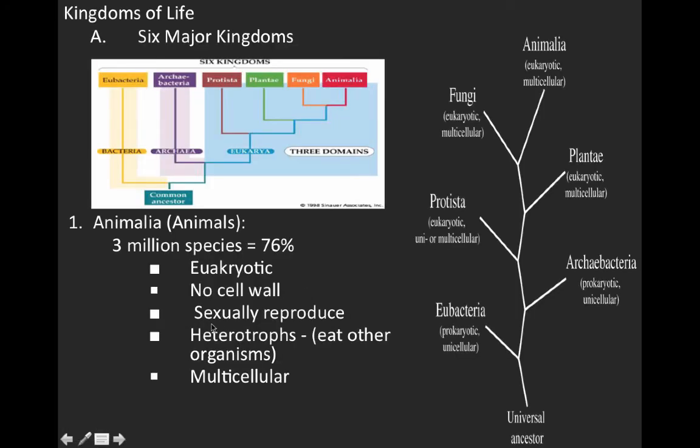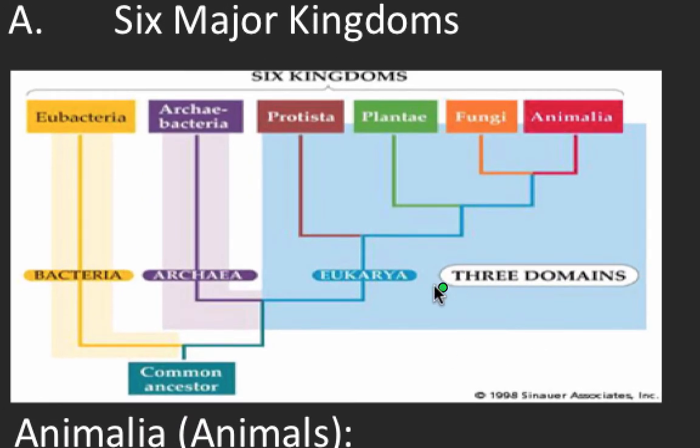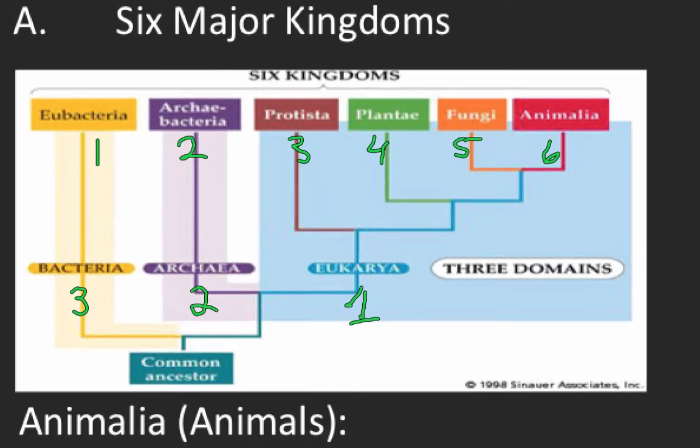So to begin with, there are 6 kingdoms. The 6 kingdoms are organized in 3 separate domains. So Eukarya are the eukaryotes, Archaea and Bacteria. Here are 1, 2, 3 domains. And then here are our 6 kingdoms: 1, 2, 3, 4, 5, 6. All right, so we're going to go through each one of those kingdoms.